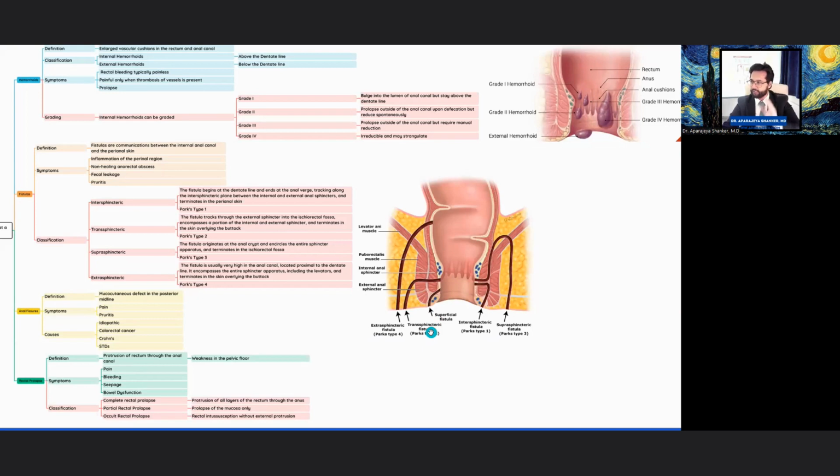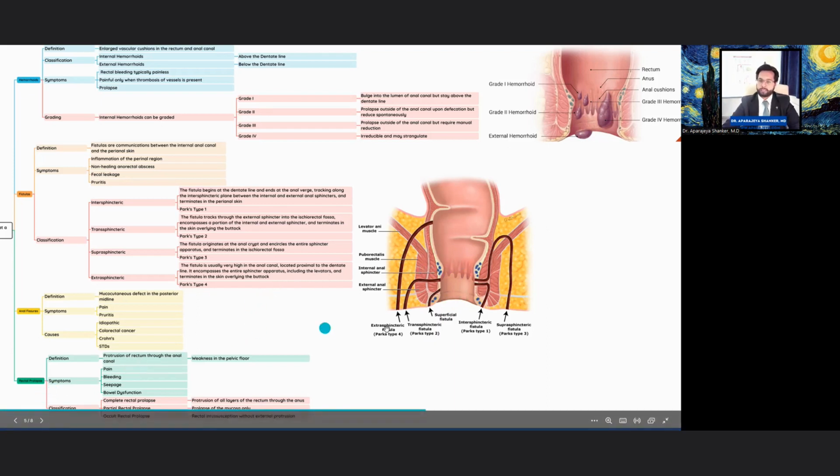It has an entry, an external outward tract, and an internal opening, right? It has 2 openings. Whereas a fissure doesn't have an internal opening per se. It just looks like a long crack. A fistula is essentially a tunnel, while a fissure is a crack, right? So it won't be this deep and won't go inside. It'll be in a straight line, mostly going up to the dentate line at the most, right?